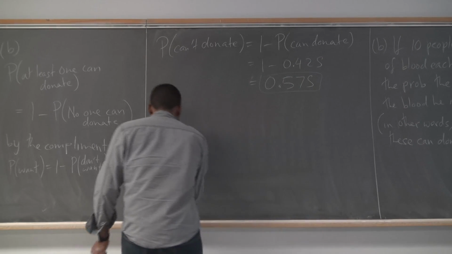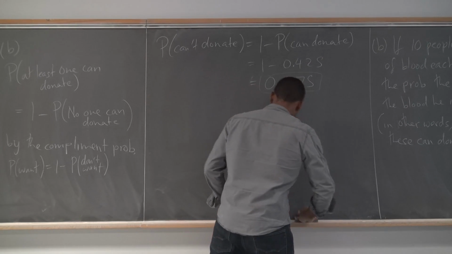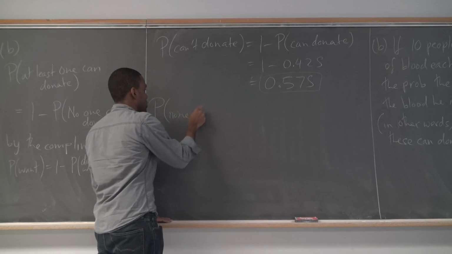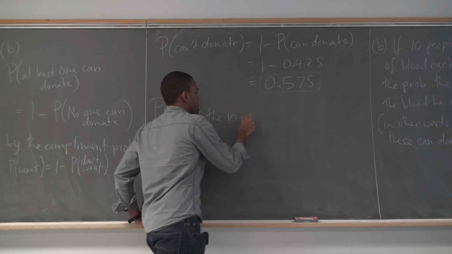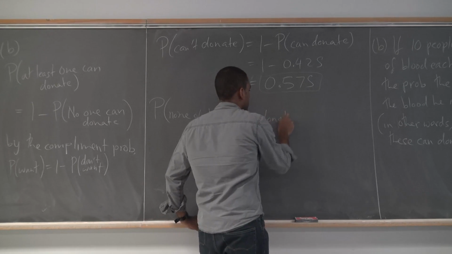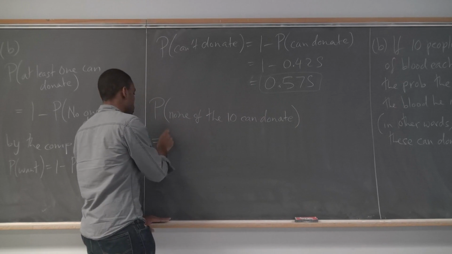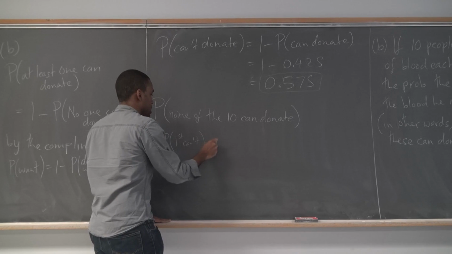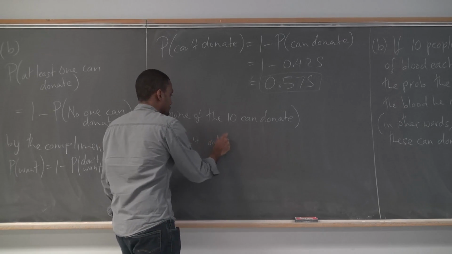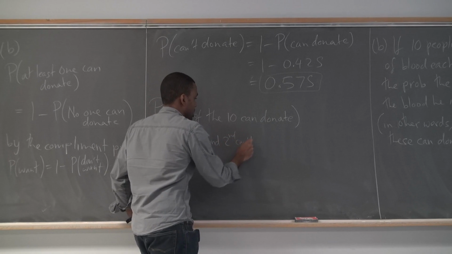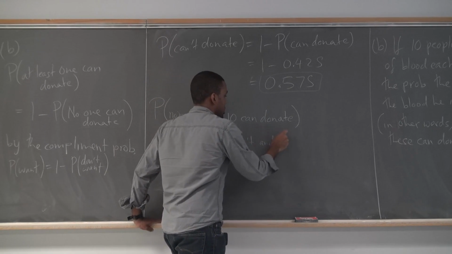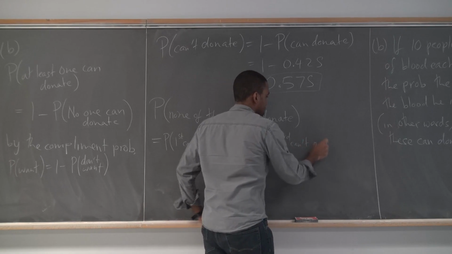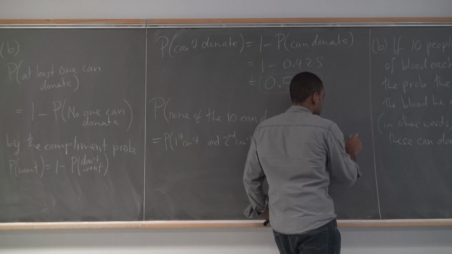Now, what's the probability that 10 people in a row cannot donate? The probability that none of the 10 can donate is equal to the probability that the first can't, and the second can't, and the third can't, etc., all the way up to the 10th person can't.